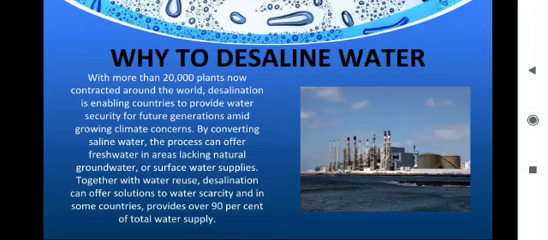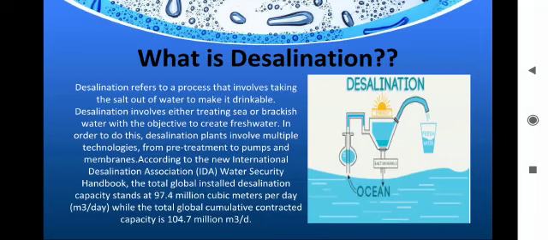These desalination plants can provide water to areas lacking water and can solve the problem of water scarcity in some countries like the UAE and some deserts like the Sahara or Atacama. So our main topic is: what is desalination?